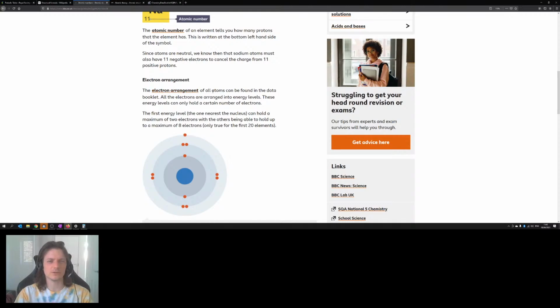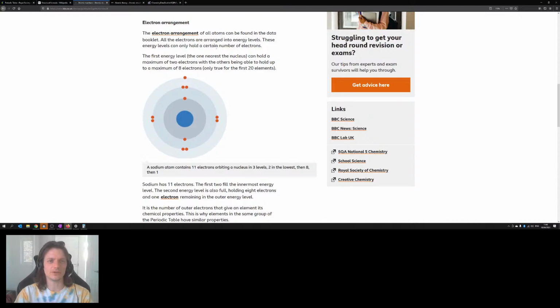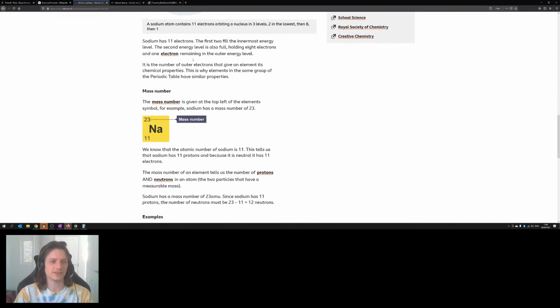The electron arrangement of all atoms can be found in the data booklet. All the electrons are arranged into energy levels. These energy levels can only hold a certain number of electrons. The first energy level can hold a maximum of 2 electrons, with the others being able to hold up to a maximum of 8. 2, 8, 8, yeah, I remember that. Sodium has 11 electrons. The first 2 fill the innermost energy level. The second energy level is also full, holding 8 electrons, and 1 electron.